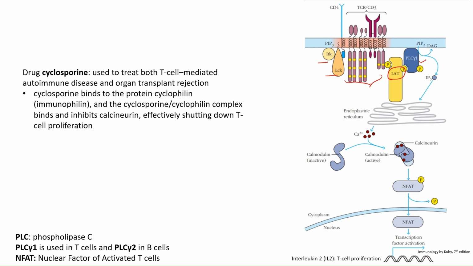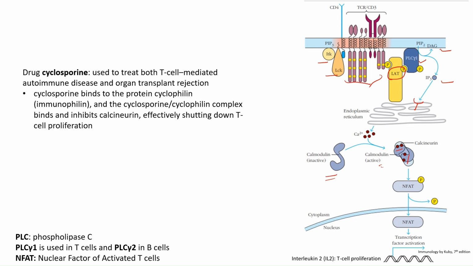Now what this PLC gamma 1 does, it breaks PIP2 into DAG and IP3. IP3 has a receptor on the endoplasmic reticulum. In response to IP3, the endoplasmic reticulum releases calcium. Calmodulin, which is present in the inactive state, binds with calcium and becomes active. How many calcium molecules bind with calmodulin for its activation? It is 4, as you can see here, 1, 2, 3 and 4. So 4 calcium molecules are needed to convert the inactive calmodulin into active calmodulin.